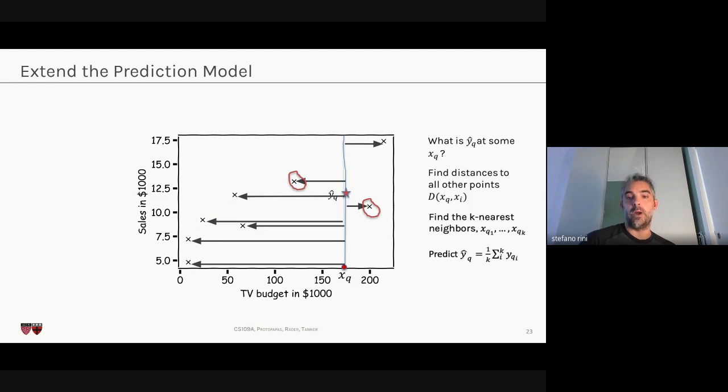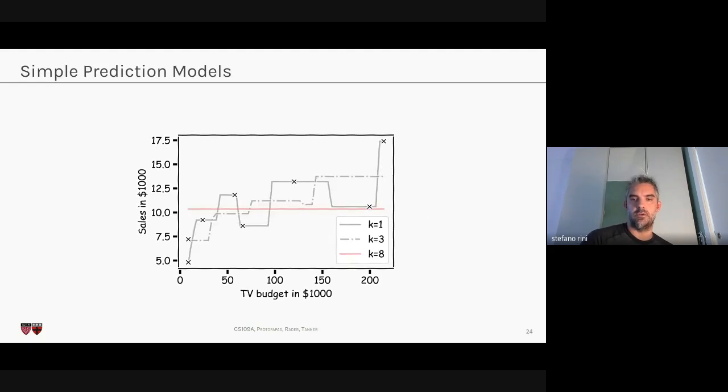Let's say yq1 and yq2, and what we declare is the average between the responses of the points that are close to us. Okay. And we can repeat this behavior for all possible numbers of neighbors. So we can go from 1 neighbor, 2 neighbors, 3 neighbors, 4 neighbors, and then take the average. And this is what we will obtain.